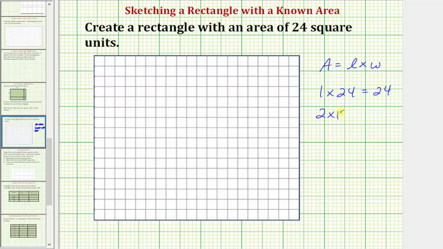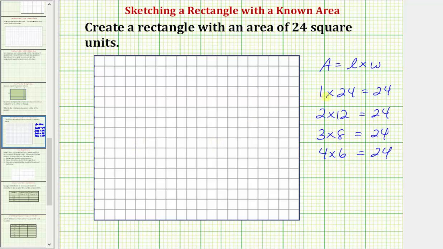Because 2 times 12 is equal to 24, a 2 unit by 12 unit rectangle would have an area of 24 square units. Because 3 times 8 is equal to 24, a 3 unit by 8 unit rectangle would have an area of 24 square units. And finally, because 4 times 6 is equal to 24, a 4 unit by 6 unit rectangle would have an area of 24 square units. So we have a choice of 4 different rectangles to create that have an area of 24 square units.